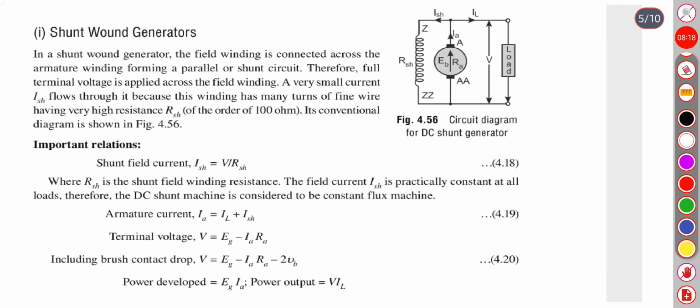Now the first one in the self-excited DC generator is the shunt wound generator. The field winding is connected across the armature winding, forming a parallel or shunt circuit. Therefore, the full terminal voltage is applied across the field winding. So this is your field winding.